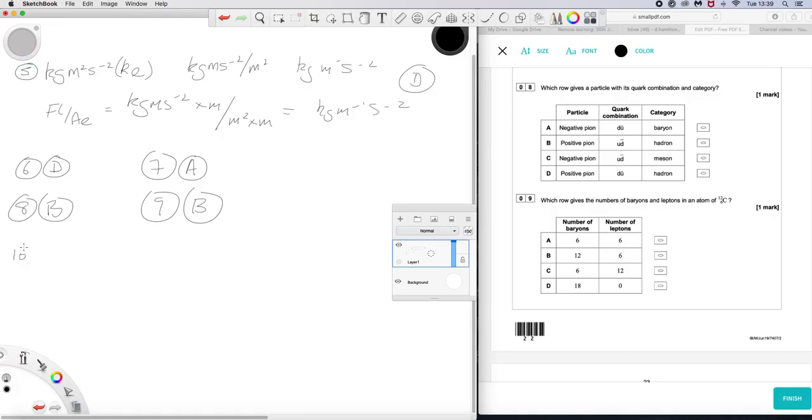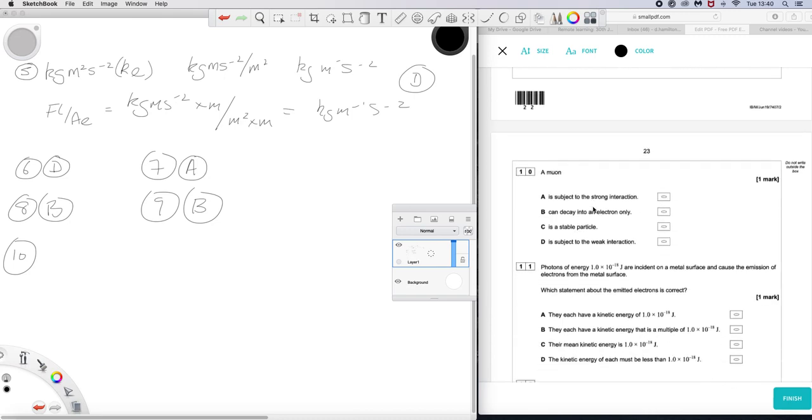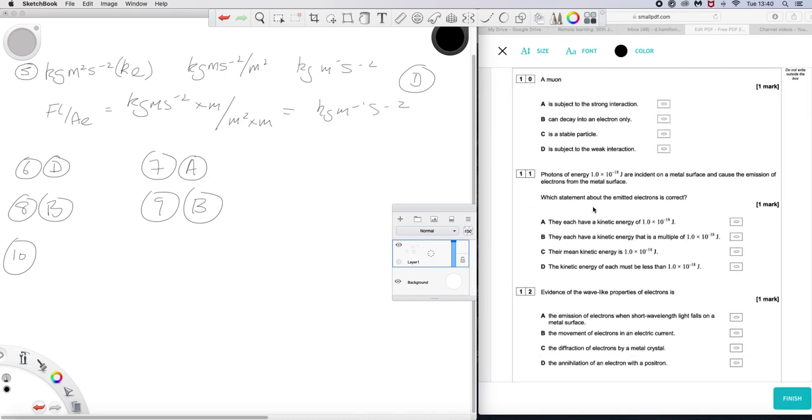Question 10. A muon, is it subject to the strong interaction? Well, no, because the strong interaction acts on quarks, and muons are not quarks. Can decay an electron only? Well, no, it will decay into an electron and a pair of neutrinos, so that's not the case. Is stable? Well, no, because it does decay. Subject to the weak interaction? Well, yes, that's easy because everything is.